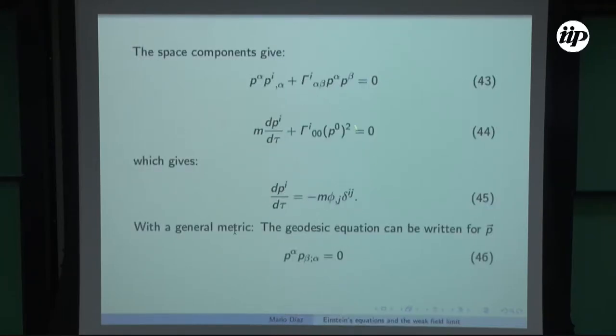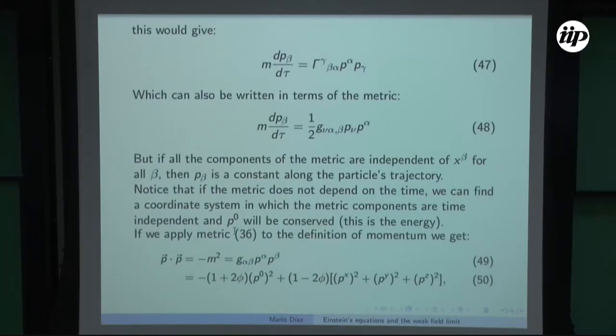And the space components can be written like this, and we get this other equation, which can be written in these terms, and this is just the metric, the space components of the metric, one for i equal to j and otherwise zero. The geodesic equation then can be written like this. One step further, we can write it like this, and we can write this in terms of the metric now. So if all the components of the metric are independent of the coordinates, then this quantity, the beta component of momentum, is constant along the particle's trajectory. So we get automatically a conservation law.